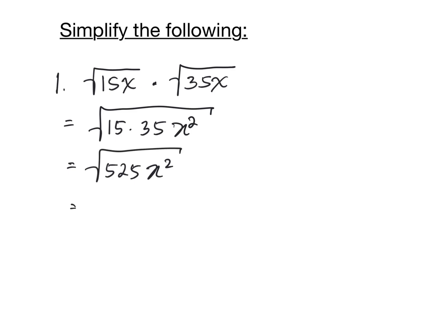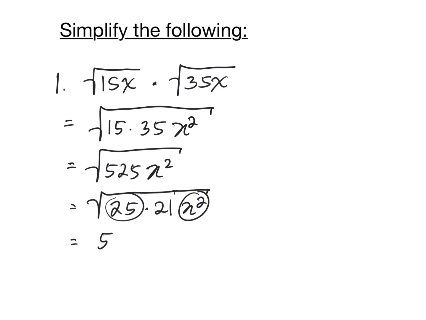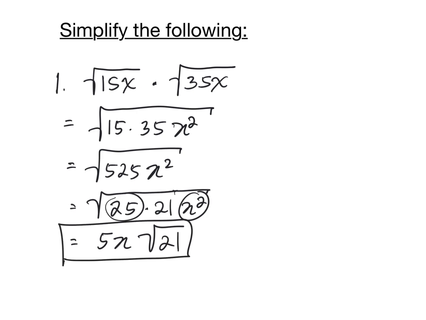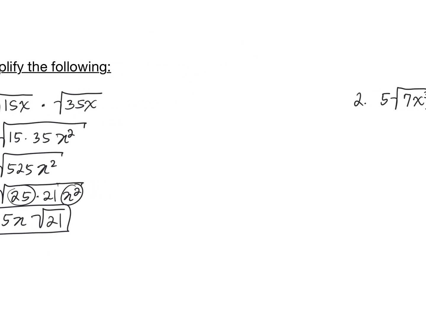Now, the factors of 525 that have a perfect square are actually 25 and 21, and x squared. Here we can now get the root of this, which is 5. So that's going to be 5, and then the x is going to get out. It's going to give you 5x only. What is left inside is only 21, the root of 21. So this is your final answer for this first item. Let's go to the next one.